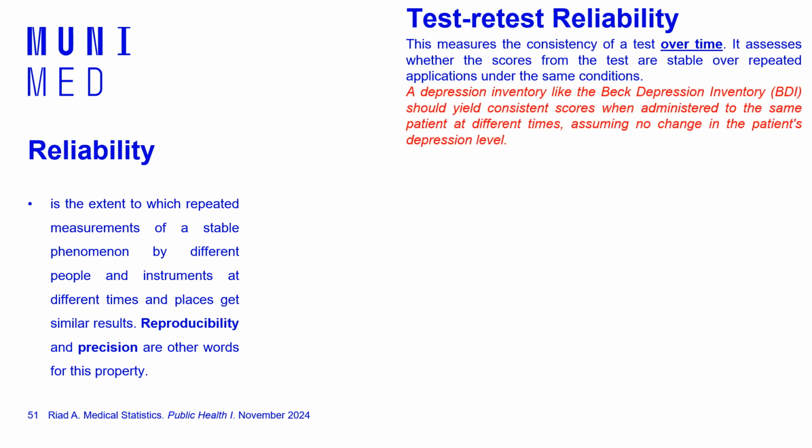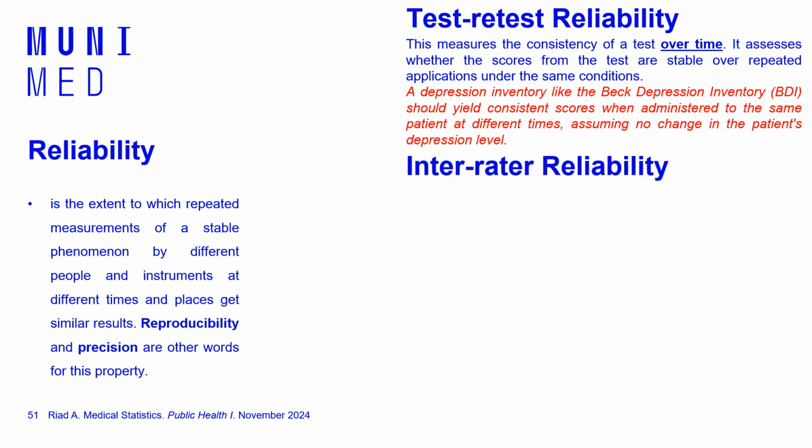If you look at this example, a depression inventory like the Beck Depression Inventory should yield consistent scores when administered to the same patient at different times. So if the same patient has the same clinical status, he should give the same result regardless of when he is tested. Every time, or over time, the result should be similar or the same. This is the first concept. So we do retesting for the patients over time in order to see if the results will change or not, assuming that the same clinical condition remains in the patient.